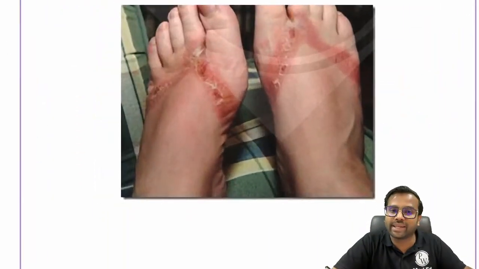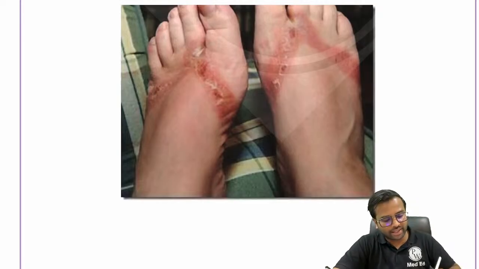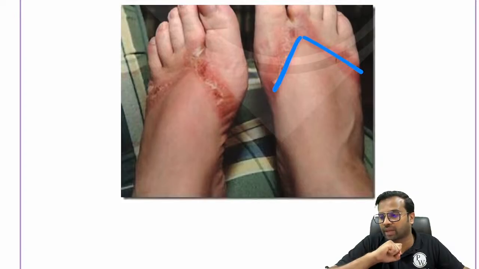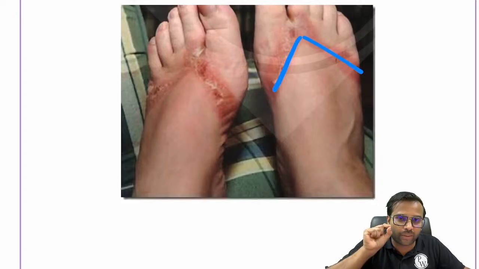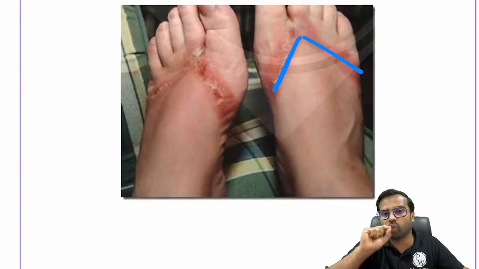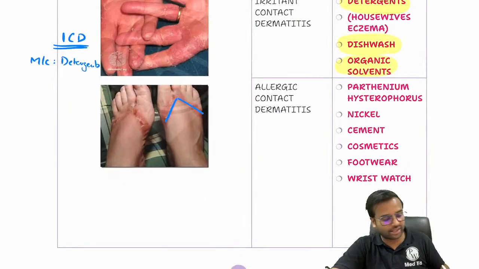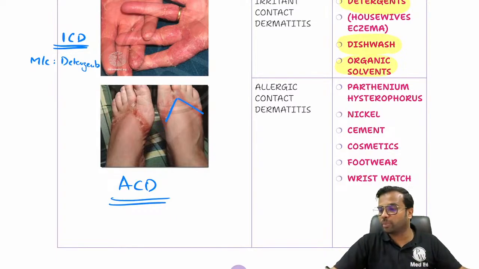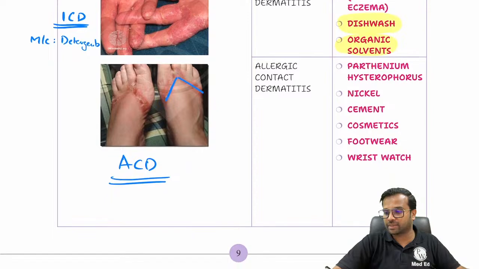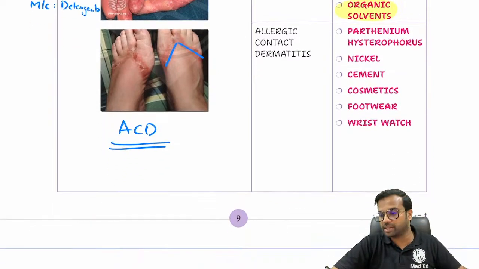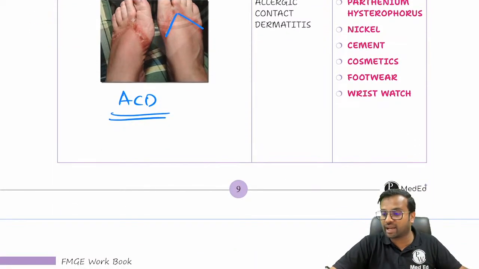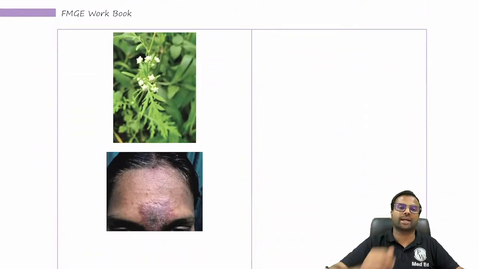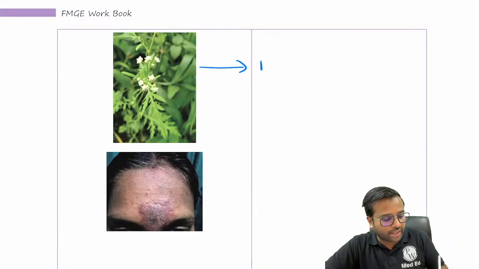Whereas if you see an image like this, it is very clear that the patient has a lesion just at the site of contact. What could have been the culprit here? What can cause this kind of contact dermatitis? Yes, this is going to be allergic contact dermatitis, because of slippers, rubber slippers especially, because of paraphenylene diamine. Very good. Paraphenylene diamine.